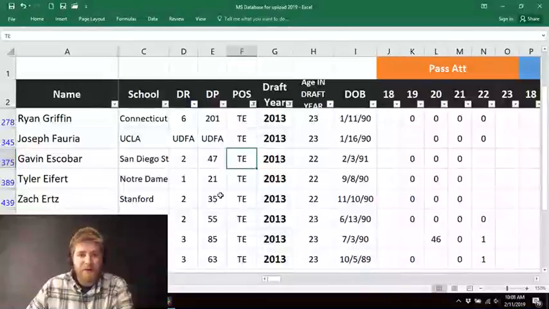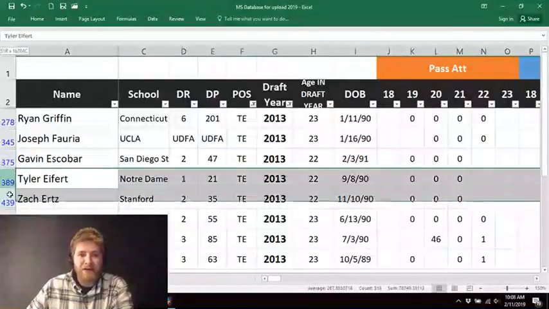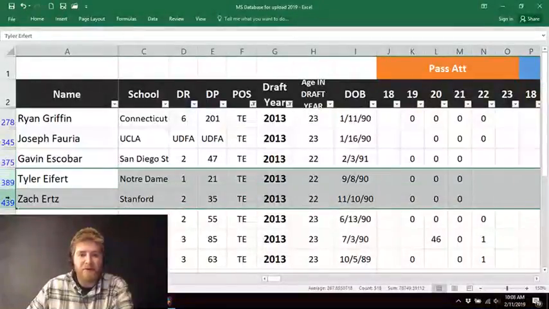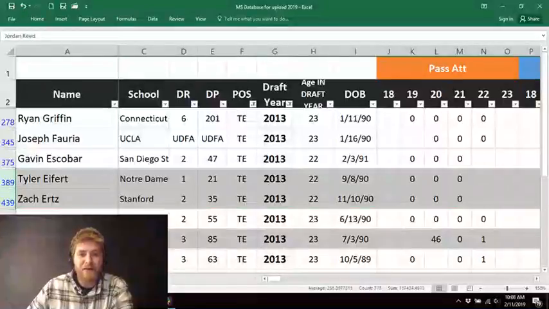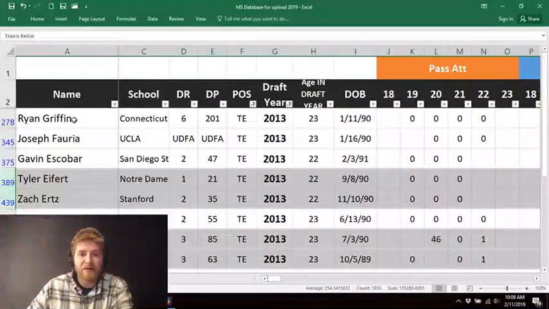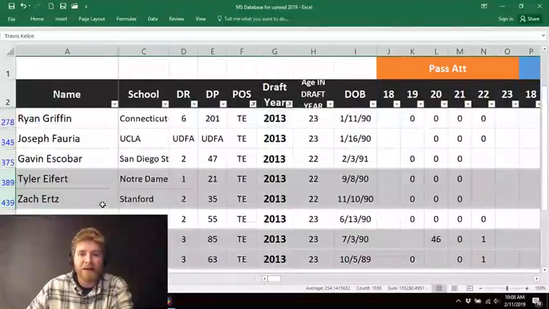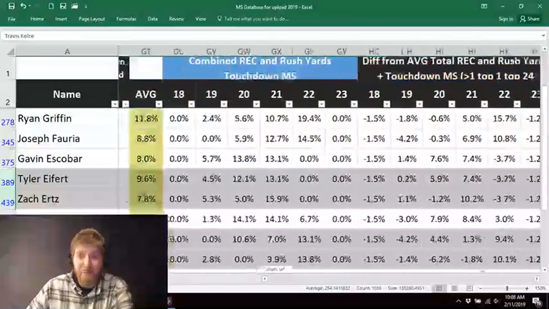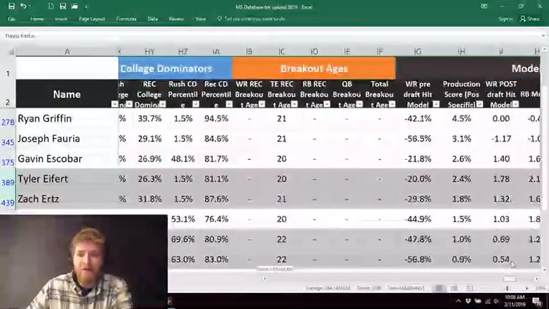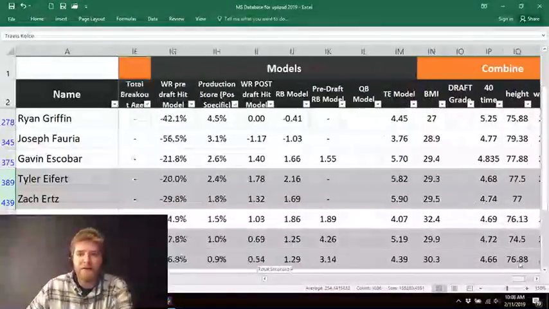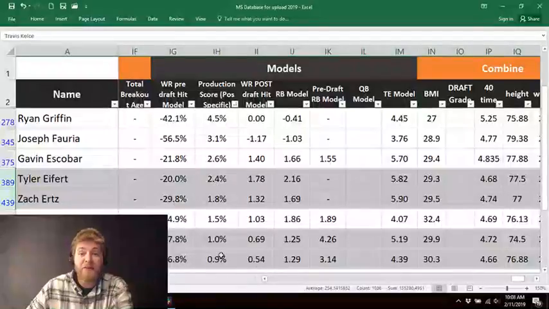Looking at the 2013 class, it did not rank. Obviously, Ertz and Eifert did not get ranked high enough. Neither did Kelce, neither did Reed. Obviously, you wanted all of those guys over any of the others. So this is the first really bad ranking. At the same time, just to be fair to it, fair to myself a bit, I guess, they all have positive production scores.